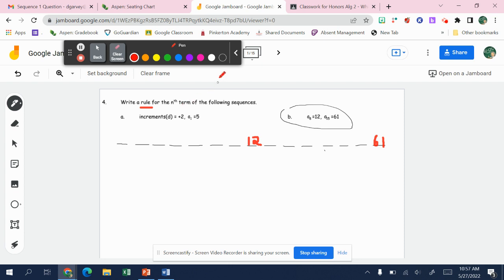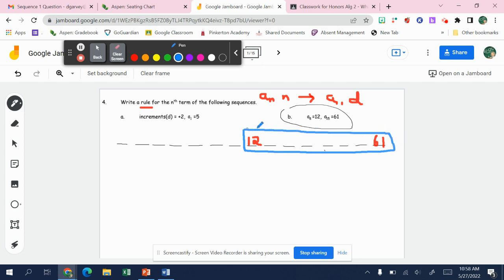So anytime you have to write a rule, an will stay an and n will stay n. So the only thing you really need to find is a1 and d. Well, in this case, I don't know either of those, but I can actually use this piece of the sequence as my sequence. So I can pretend that this is like my a1 and this is my an, and I can use that to help me find d.